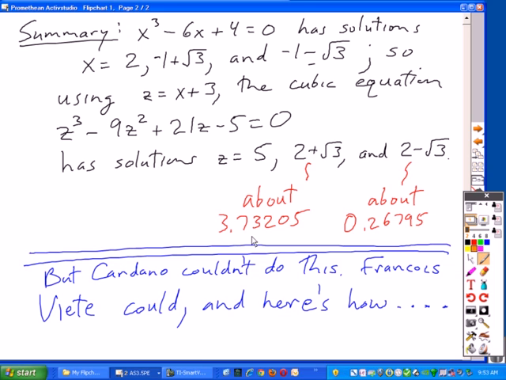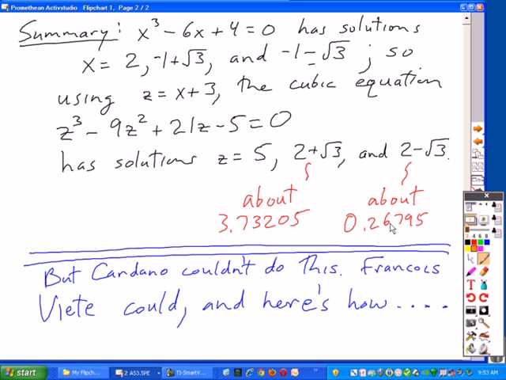That's about 3.73205. If you remember, in the first video that we did on this material, we actually looked at the graph. We saw that there was a root between 3 and 4, an x-intercept of the graph of the original polynomial, and that the original polynomial had another x-intercept, we thought, a little bit to the right of 0. Well, this is consistent with that behavior. The other root, being 2 minus the square root of 3, is a little bit more than 1/4.